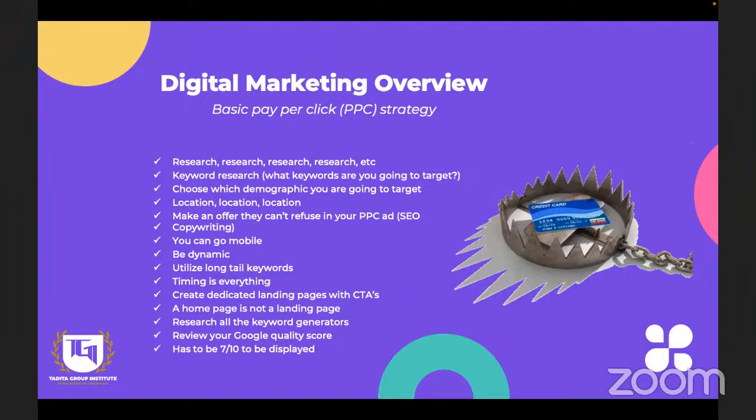Research all the keyword generators. Try to make sure you use different keyword generators to get the best result. Always review your Google quality score, that one you learn in the advanced class. Your ad has to be 7 to 10, very good, to be displayed. Make sure you create very good content. Your title should be very captivating. Your description should be great. If there are images you're using, make sure the images are fantastic as well, if you want to reach the right audience.